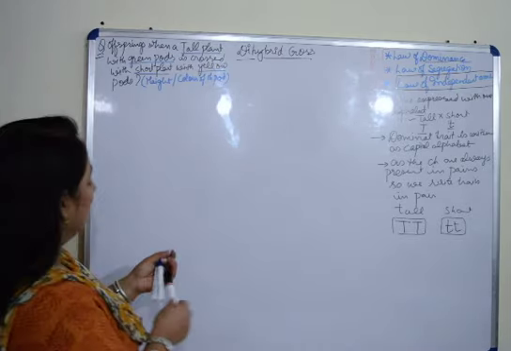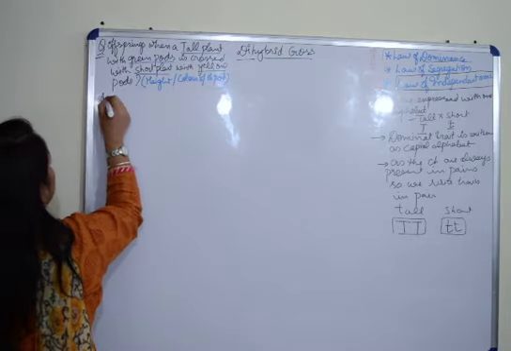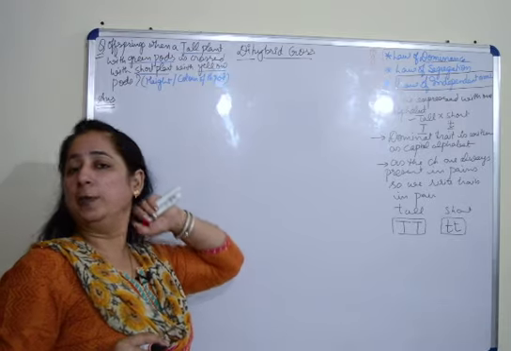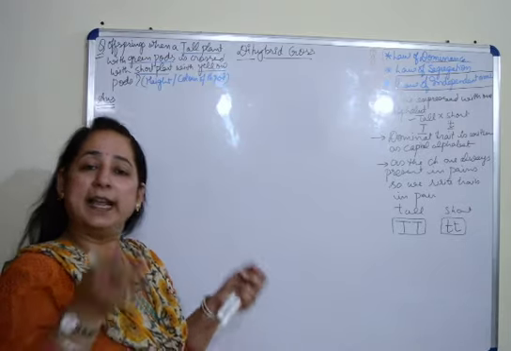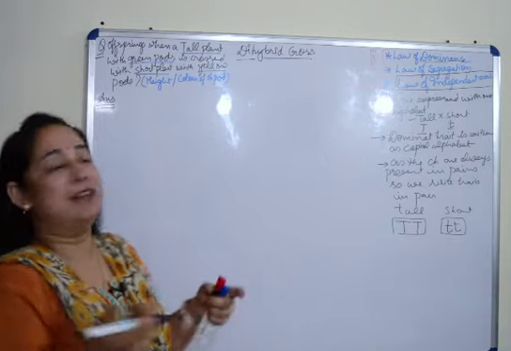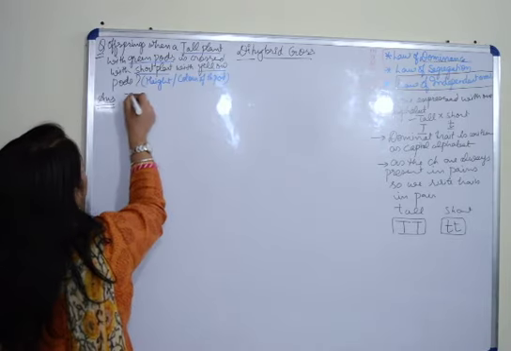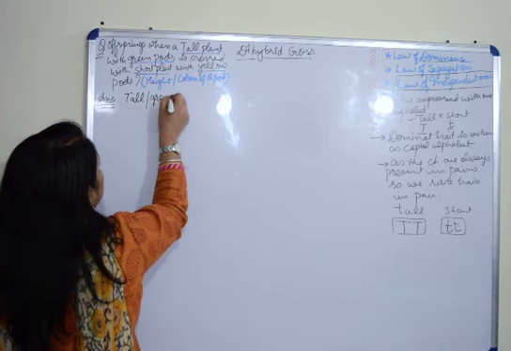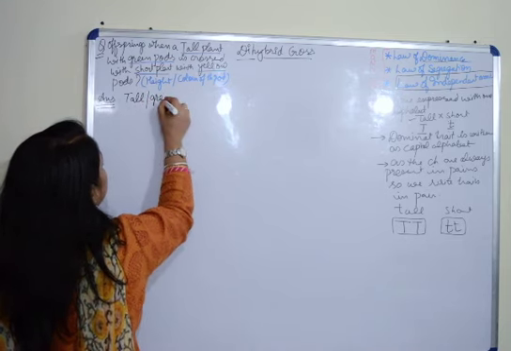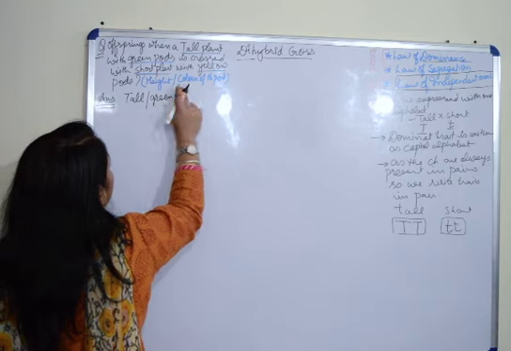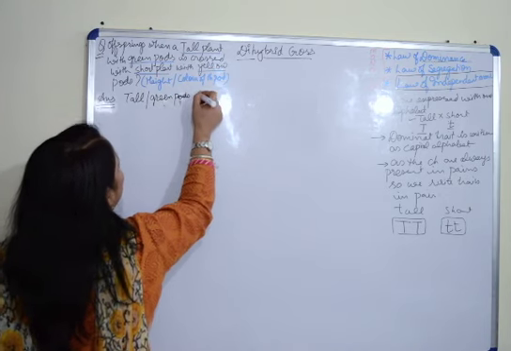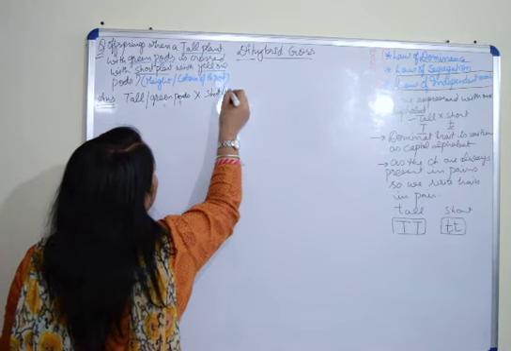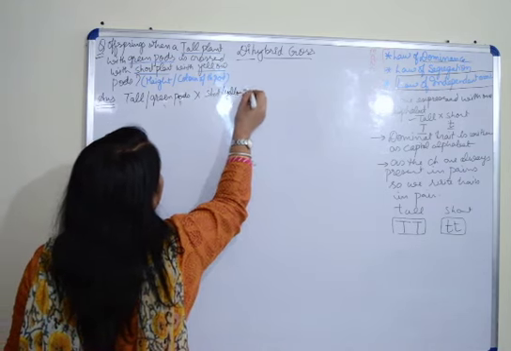As we have been given a question, let's write the answer for this. Again, we are going to follow these rules. In mono and di, the same rules remain. But because there are two characters, two alphabets will come. So it says that a tall plant with green pods is crossed with a short plant with yellow pods.